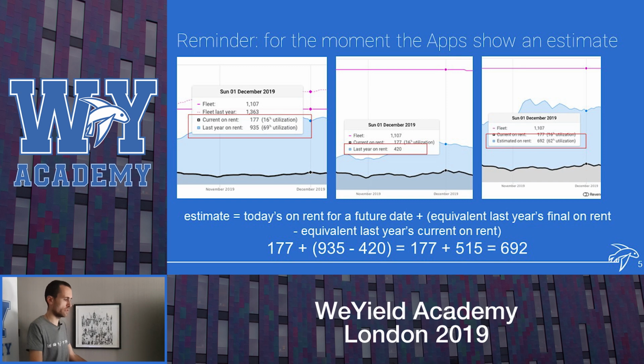So we had 420 already booked at the same day last year, and we finished at 935. To compute the estimate, we make the difference of the actual pickup that happened last year between the 7th of November and the 2nd of December, so 935 minus 420, meaning that we booked 515 reservations during this period. We add it to the current on rent of today, 2019, and we end up with an estimation of 692 reservations for the 1st of December 2019. Is it clear?